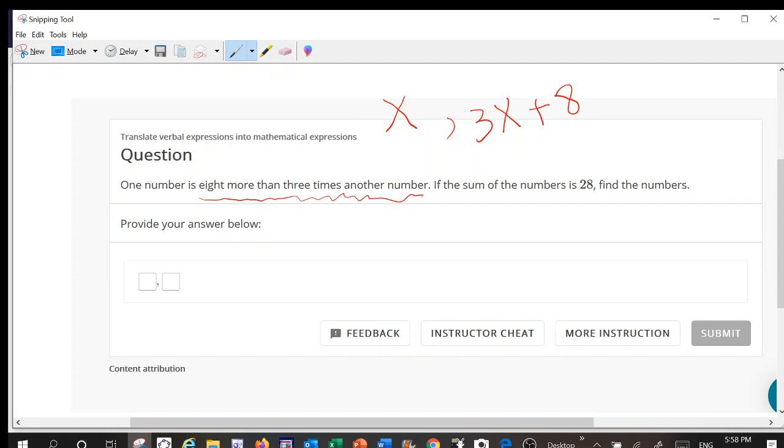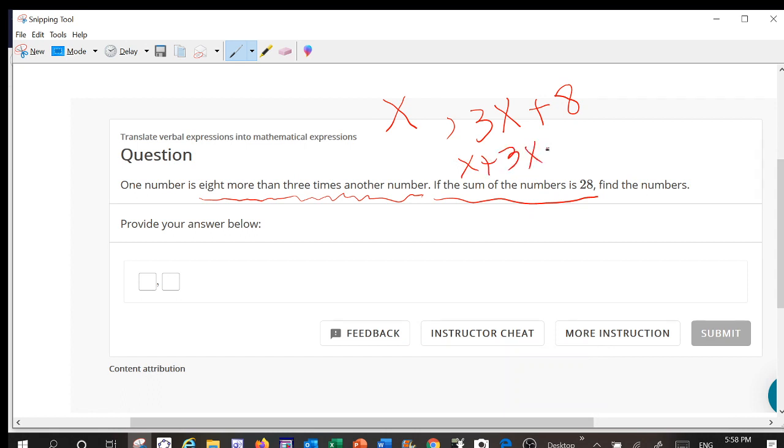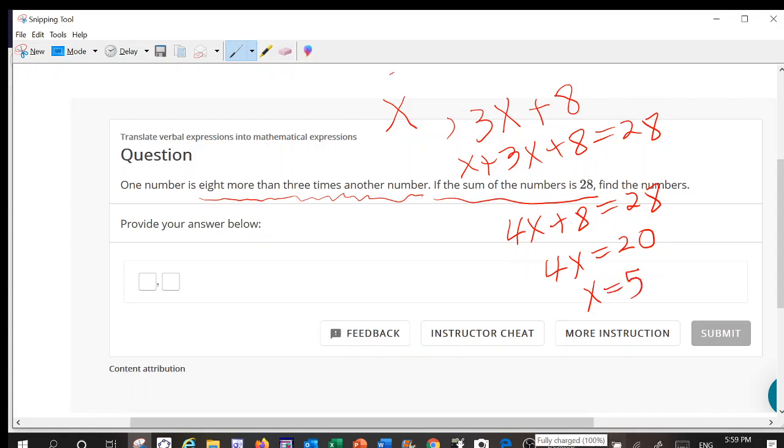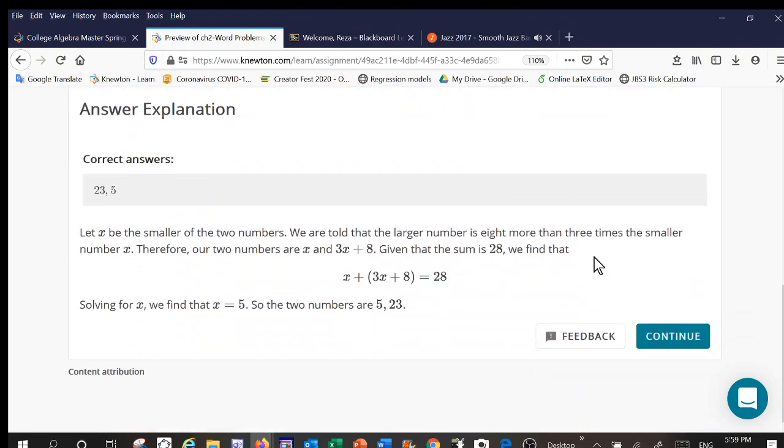All right, so what do we know? We know the sum has to be 28. So x plus 3x plus 8 has to be 28. So that's 4x plus 8 has to be 28. So 4x is 20. So x is 5. And if this is 5, that's 3 times 5 plus 8, which is 23. So the answers are 5 and 23.